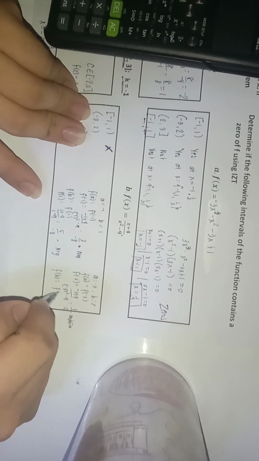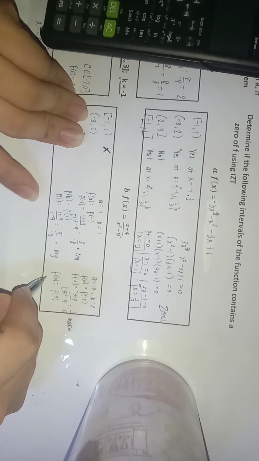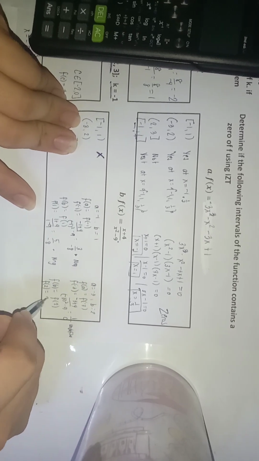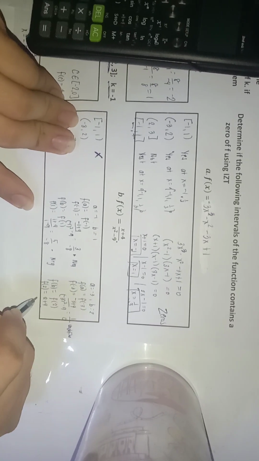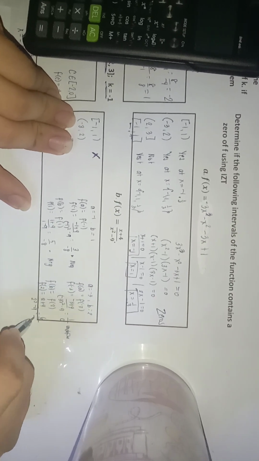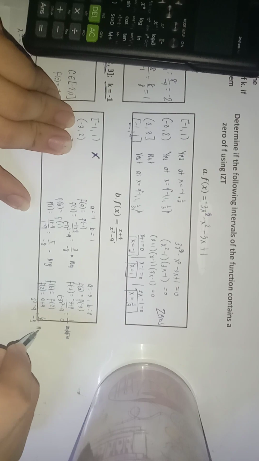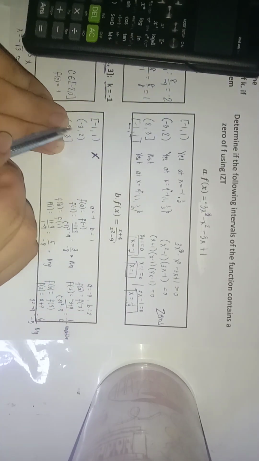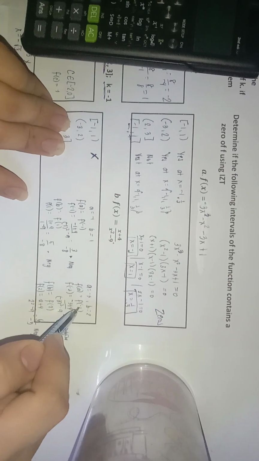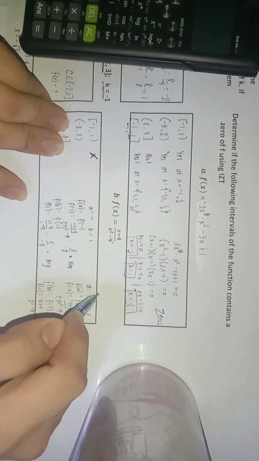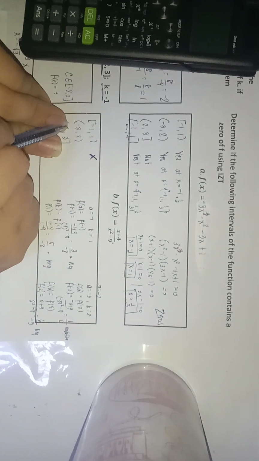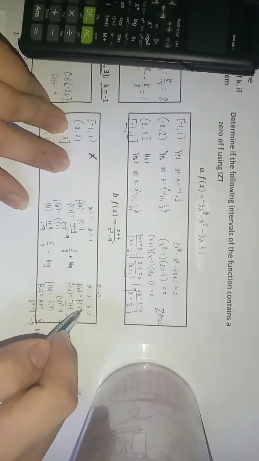Then, how about your f of B? f of B is equal to f of 2. So f of 2 here is equal to 2 plus 4 over 2 squared minus 9. That is equal to 6 over negative 5, and then we will use negative here. Since in our interval negative 3 is not included, instead of negative 3, we will use negative 2.